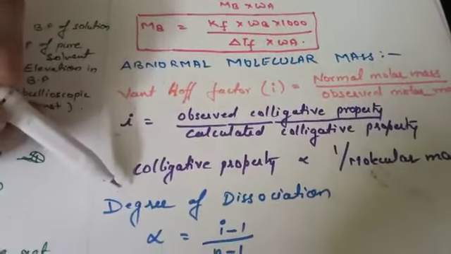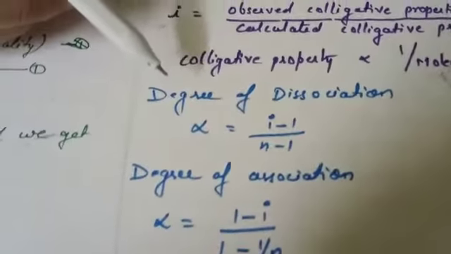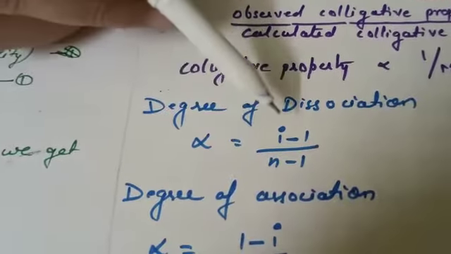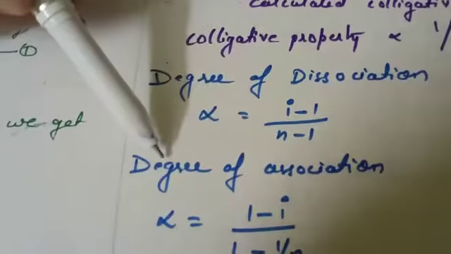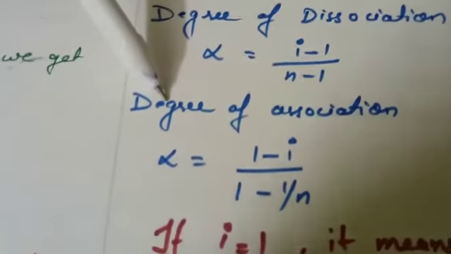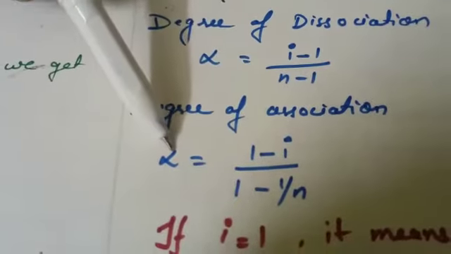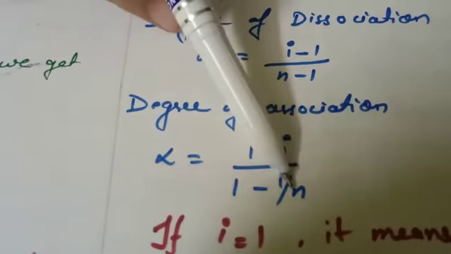When we consider the case of dissociation, in dissociation the molecular mass is less than that of the theoretical value, and the degree of dissociation can be calculated by the formula alpha equal to i minus 1 upon n minus 1. Whereas in case of association, the molecular mass is greater than that of the theoretical value. Hence the equation comes to be alpha equal to 1 minus i upon 1 minus 1 upon n.